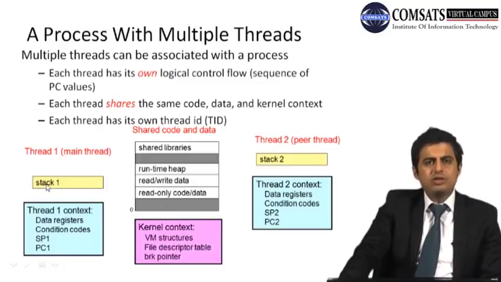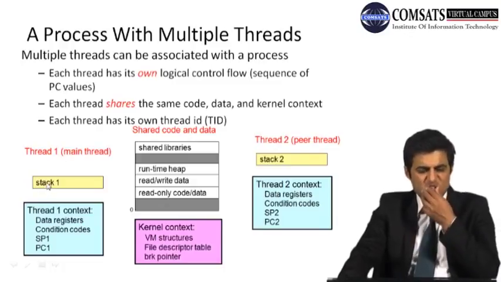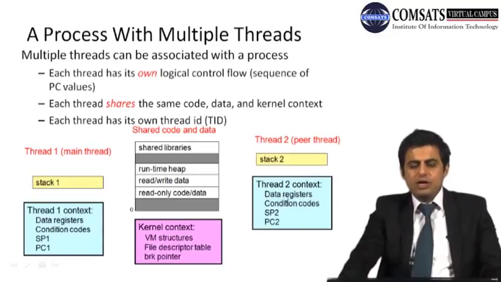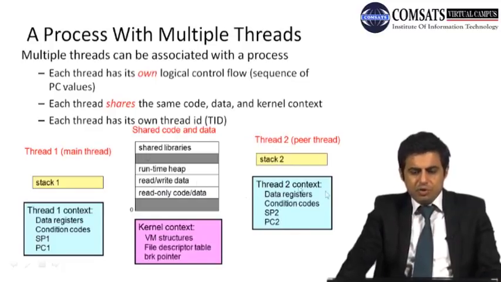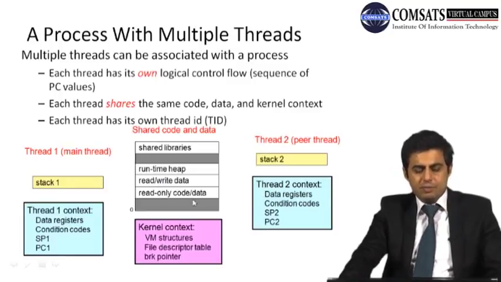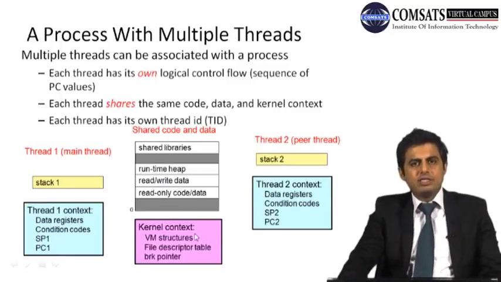So thread 1 has got its own stack which is stack 1, let's call it stack 1. Thread 2 کا let's call it stack 2. اب thread 2 کا context دیکھیں, thread 1 کا context دیکھیں, ان کی چیزیں سیم ہی ہیں. They've got registers, they've got program counters, they've got stack pointers, they've got condition codes, but thread 2 has got its own share of these things, but they both are sharing these code and data, which is basically shared libraries, runtime heap, read write data and read only code data, and they have got kernel context as well.